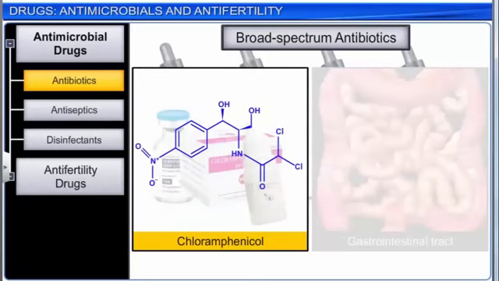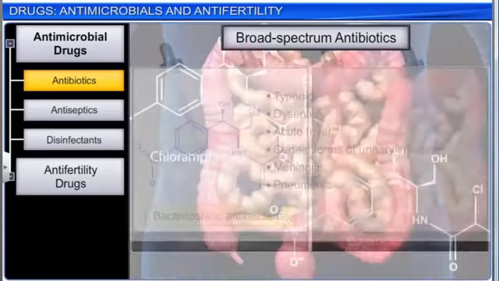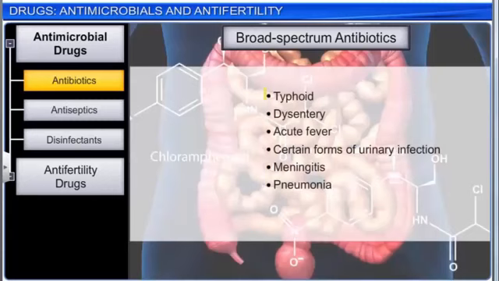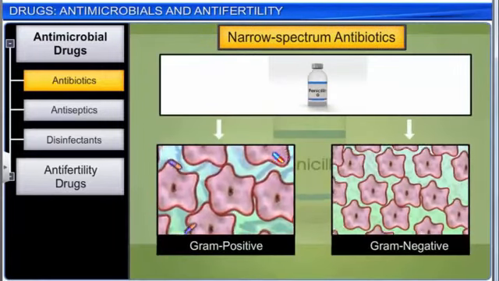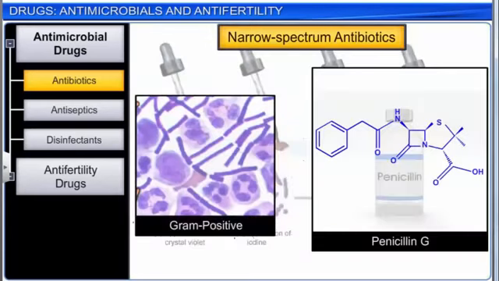Chloramphenicol is a bacteriostatic antibacterial that is rapidly absorbed from the gastrointestinal tract and, therefore, can be given orally in case of typhoid, dysentery, acute fever, certain forms of urinary infection, meningitis, and pneumonia. Narrow-spectrum antibiotics, on the other hand, are active against gram-positive or gram-negative bacteria, but not against both. Penicillin G is a narrow-spectrum antibiotic which is effective against gram-positive bacteria.